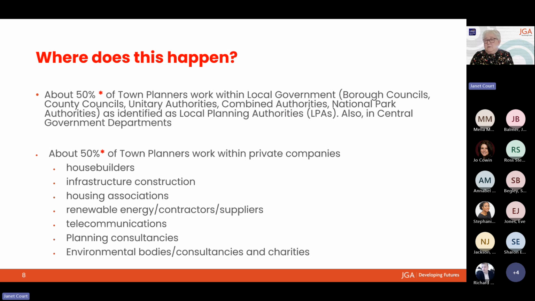But there's also around the other half of town planners who work within private companies, and this list is not endless: house builders, infrastructure construction, housing associations, renewable energy contractors and suppliers, telecommunications, planning consultancies, environmental consultancies, and charities.